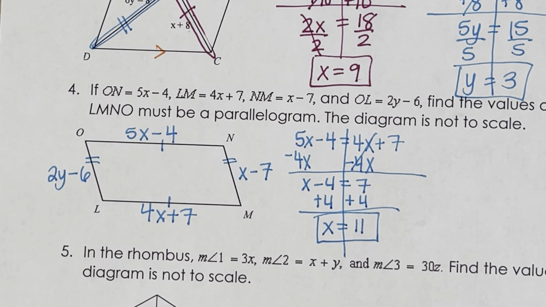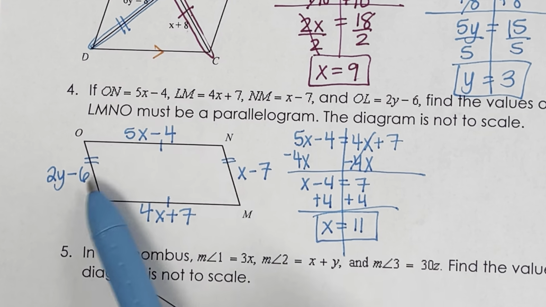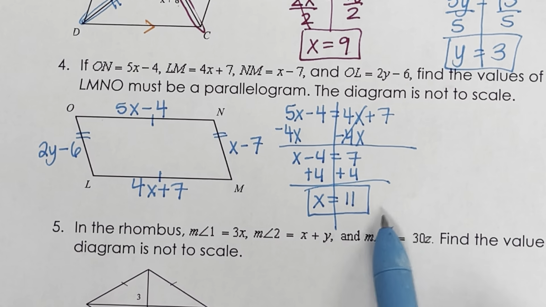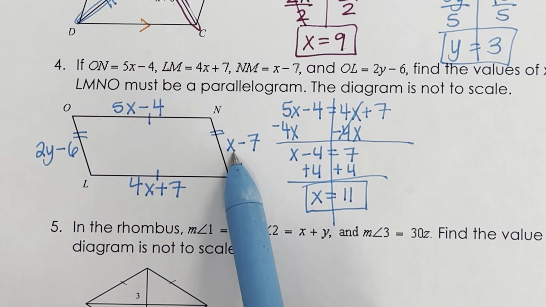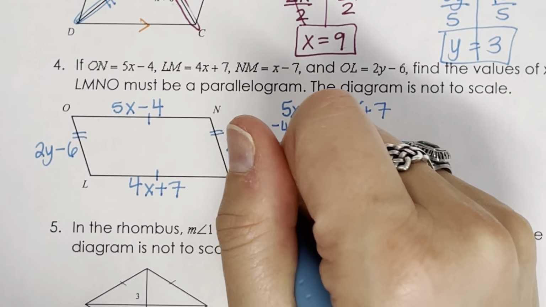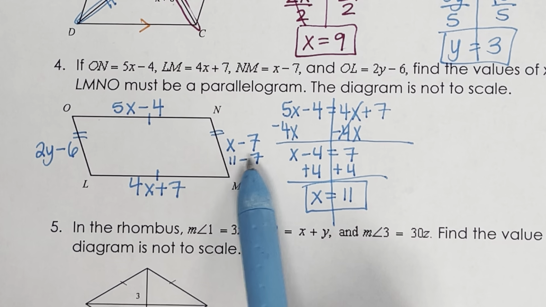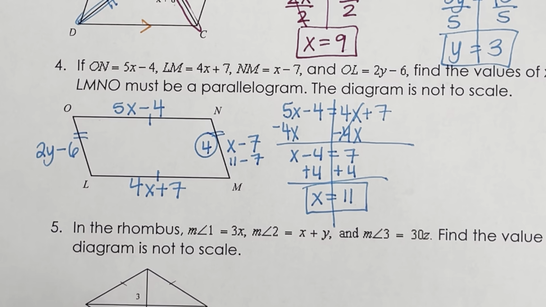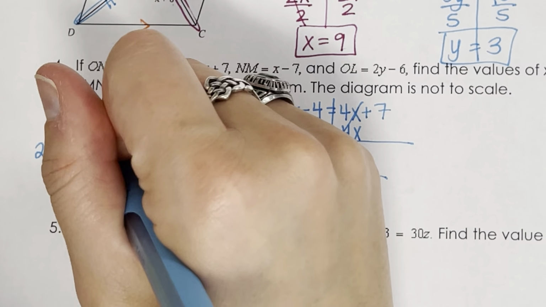Okay, now I already have my x variable, which is great, but I still need to figure out my y variable. Now, if I tried to set 2y minus 6 equal to x minus 7, that's not going to work out. Again, because like I said, two different variables doesn't work for me. However, I already know the answer to the x. X is 11. So I'm going to take that 11 and substitute it in for x. So 11 minus 7 is the length of this side, which gives me 4, right? So this side, NM, is really 4. That means this side over here, OL, is also equal to 4.